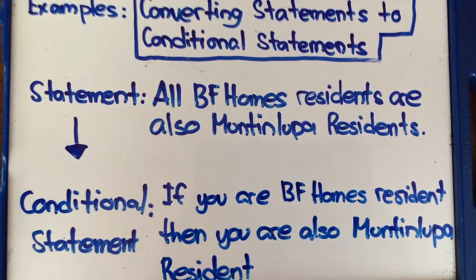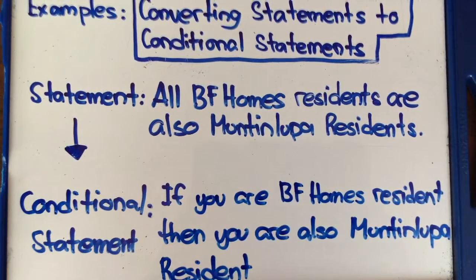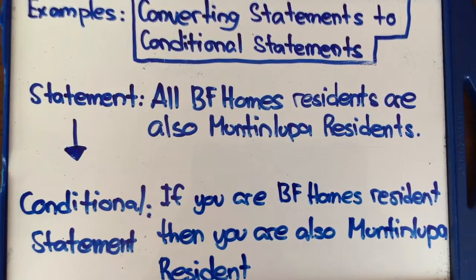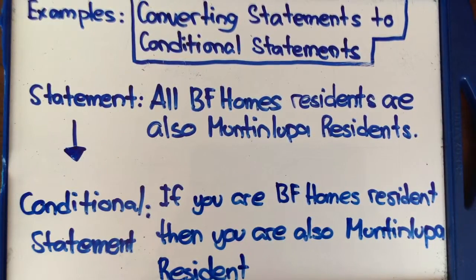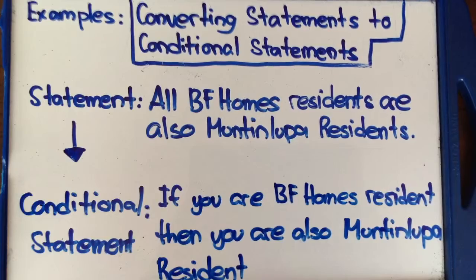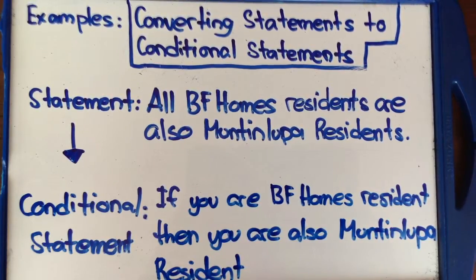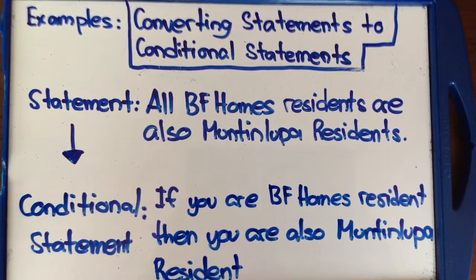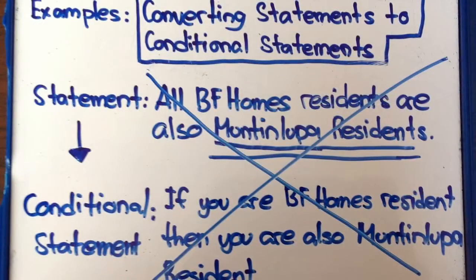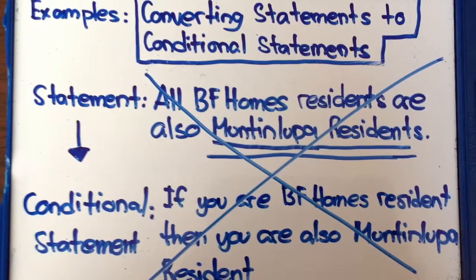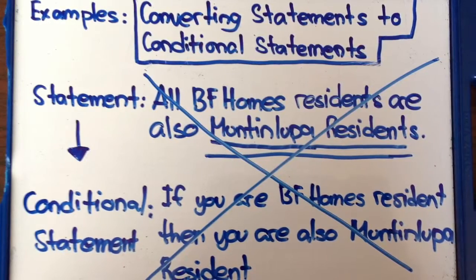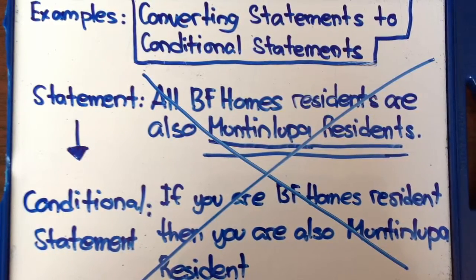Also, this statement is a false statement because of the conclusion part, also Muntinlupa residents. Because BF Homes residents are Parañaque residents, not Muntinlupa residents. So we can say that this statement is a false statement and can't be converted to a conditional statement.